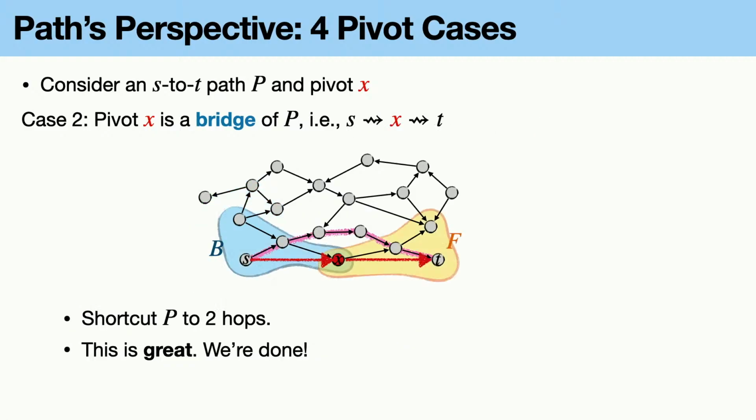The second case is the good case. We choose a pivot that has the sum of the path in the backward search and sum of the path in the forward search. So I'd say this pivot is a bridge of the path. And this case is great because we're going to add a shortcut from the start of the path to the pivot and from the pivot to the end of the path. So now we've gotten things down to 2 hops. Okay, this is what we want to happen. And at this point, the algorithm will continue to recurse, but we don't care about what happens anymore because we're already done. So this is sort of the base case as far as the path is concerned.